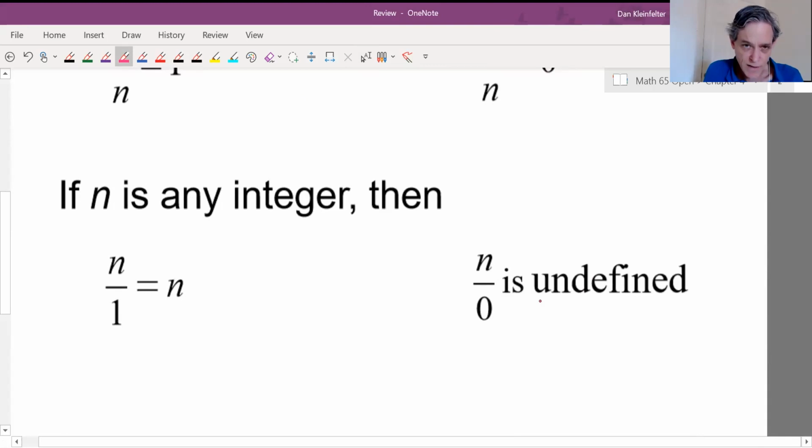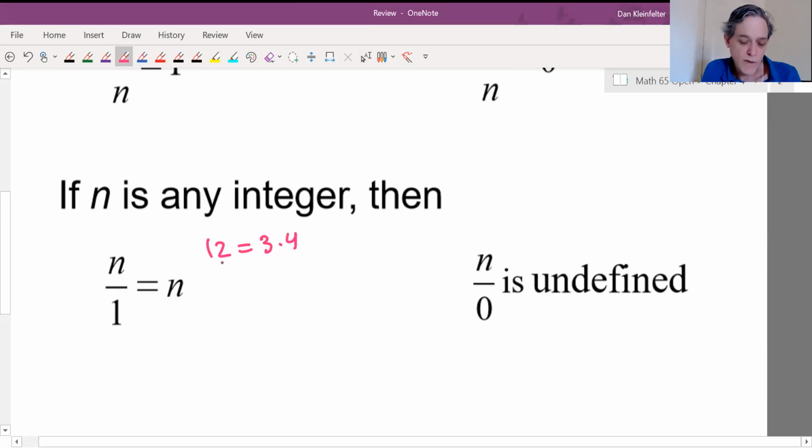Any number divided by 0 is undefined. How to think about that? There's a variety of ways of thinking about it. One way is you could just remember it, memorize it. Another way is to think about the connection to division. So let's do that real quick.